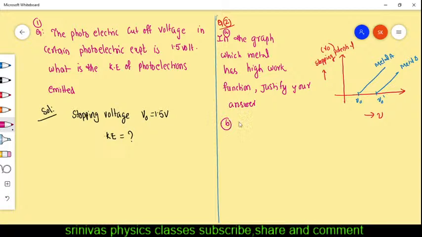B question is that in the graph, which metal has high cutoff or threshold frequency?